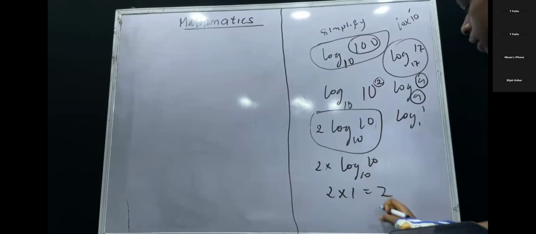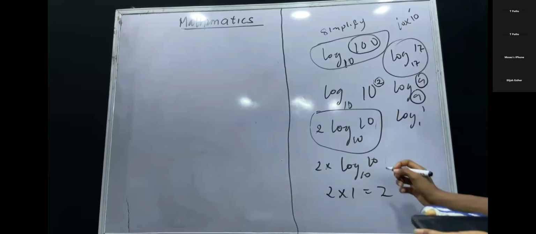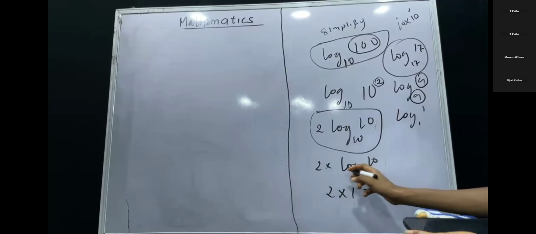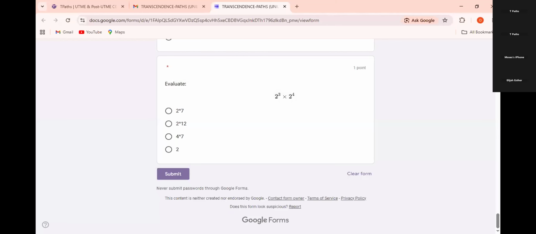This is the addition rule, or multiplication rule, in indices. So when you have a multiplication sign between two numbers in indices form, what you do is, since the numbers are the same, write the number out and then you sum their indices, or you sum their powers. That's 3 plus 4. So 3 plus 4 is 7, so you have 2 raised to the power of 7. So this is how you go about questions like this.